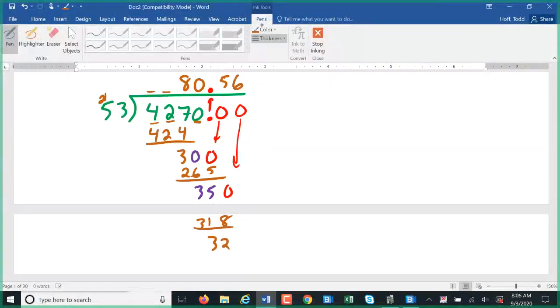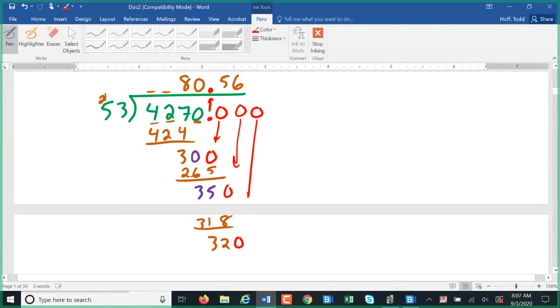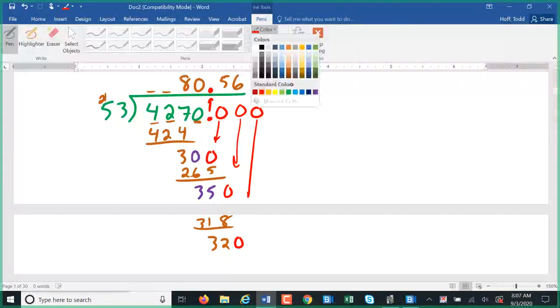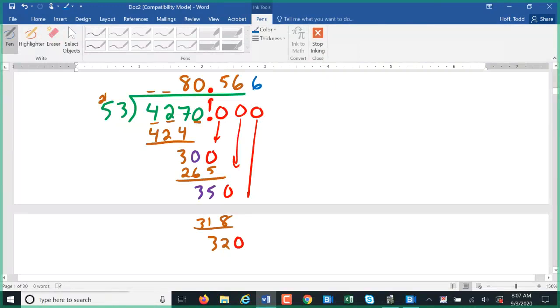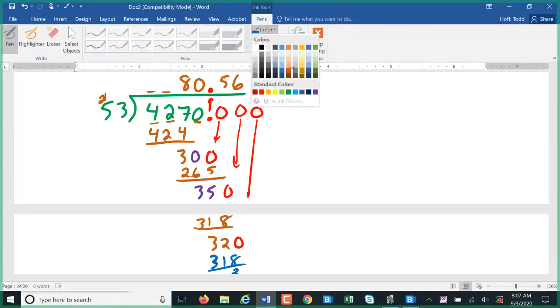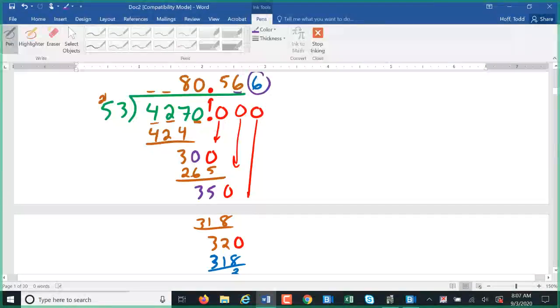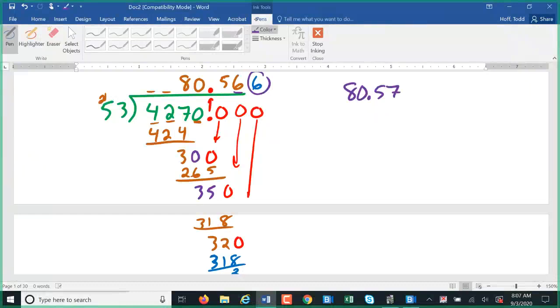That's going to be 32 left over. Now that's the hundredths, but I said we have to go one place value past so that we know how to round. So we're going to add another 0. 53 into 320 actually does go 6 times. That would be 318. Still 2 left over. So now in this case, this 6 is telling us that this has to round up. Instead of 80.56, it's actually 80.57 that it's closer to. Any questions there?